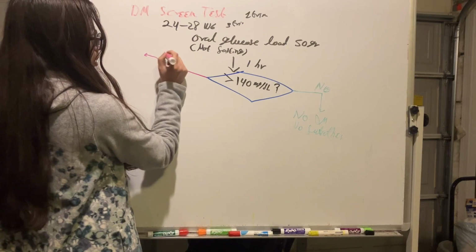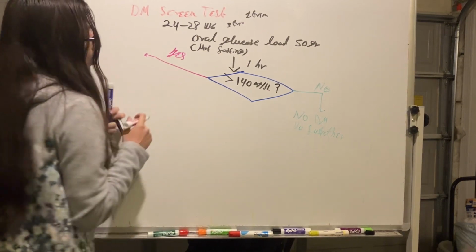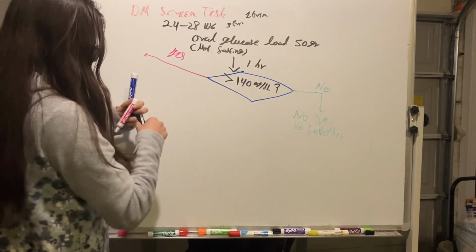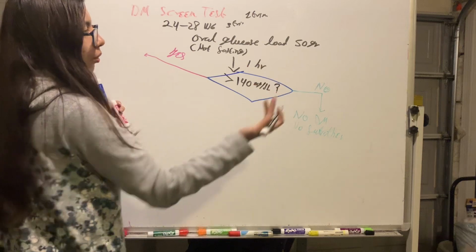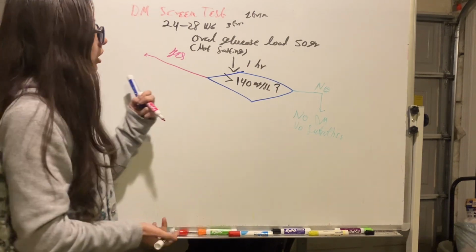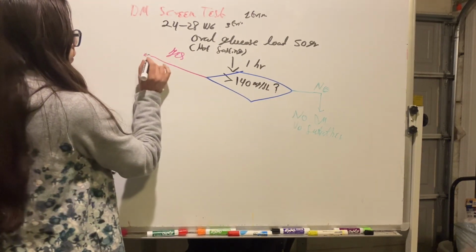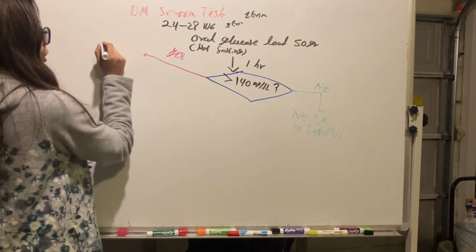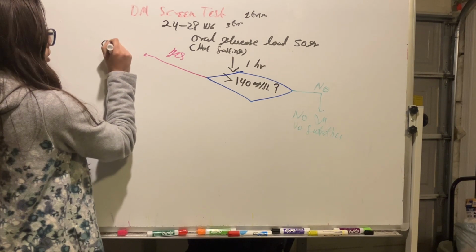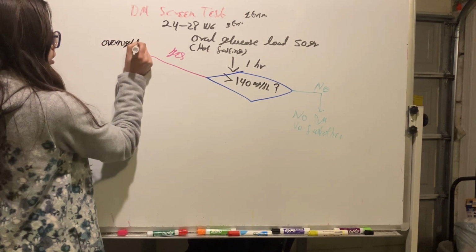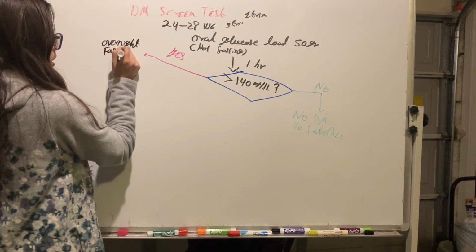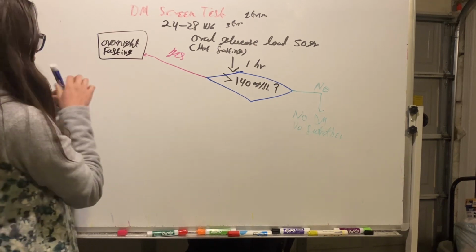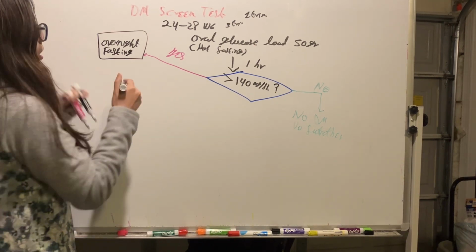if yes, then we go to the 3 hour oral glucose load test. So first the patient is going to have an overnight fasting. Then we will measure glucose.